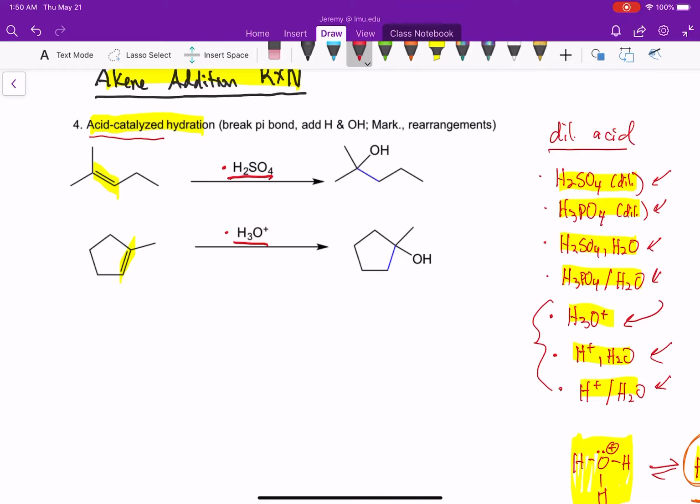What we see in this alkene addition reaction is that we're going to break the pi bond of the double bond. We're going to be adding our H and our OH across that bond, following Markovnikov's rule, meaning the H will go to the side where there are more H's, and the OH will go to the more substituted side.